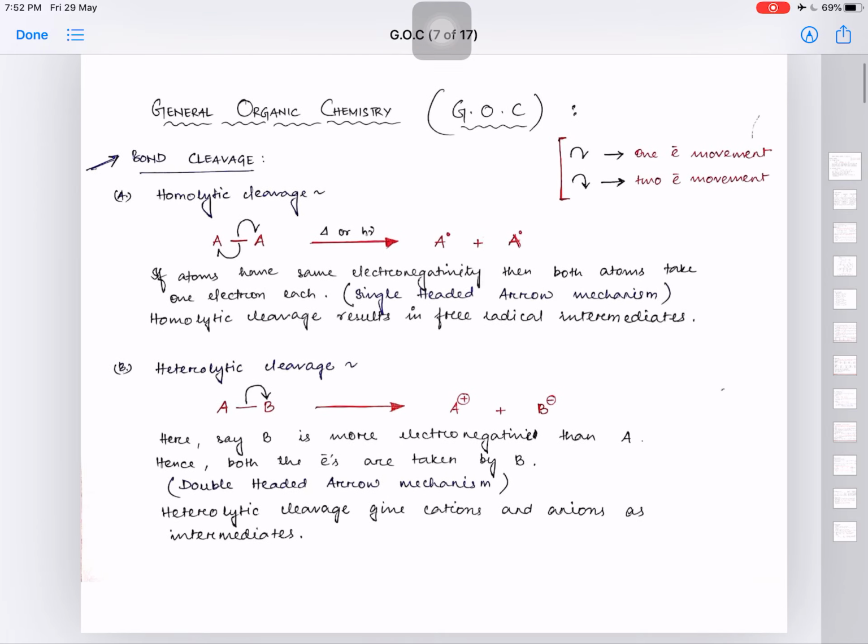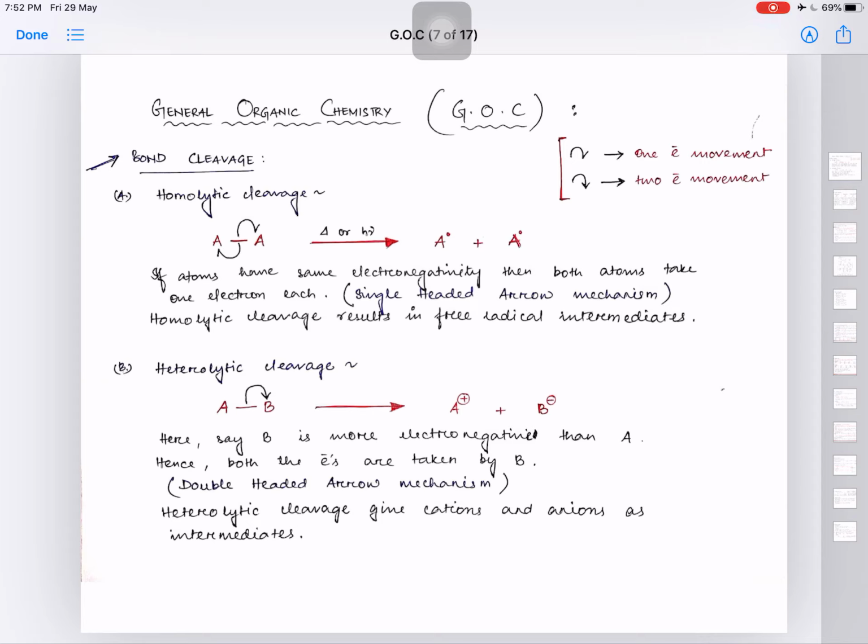Hello friends, so in this video we'll be discussing general organic chemistry, GOC. This is a very important chapter, and in this chapter you'll be getting 4 to 5 questions. GOC is that chapter which is included in all the questions of organic chemistry. Every question in organic chemistry will have some part of GOC or isomerism like that. Okay, so let us start with it.